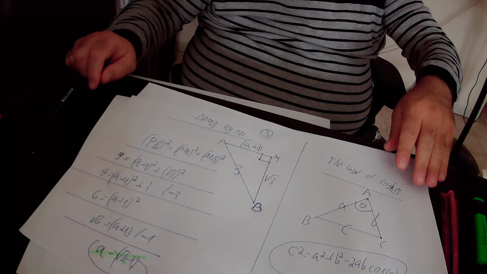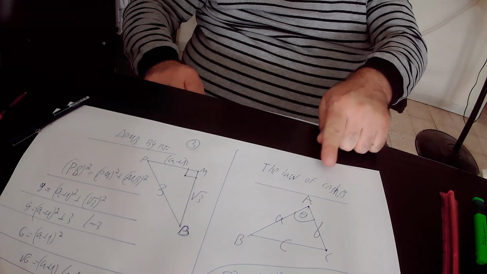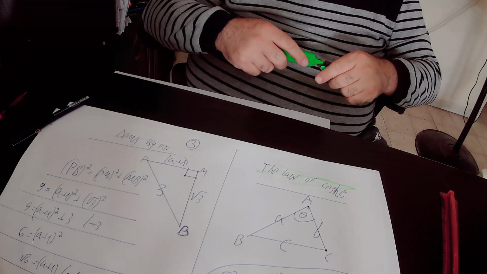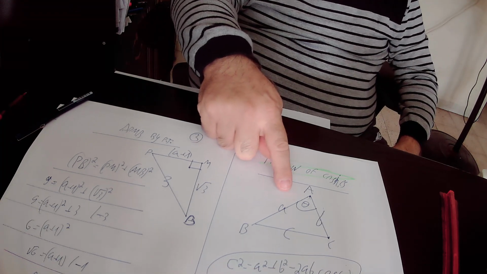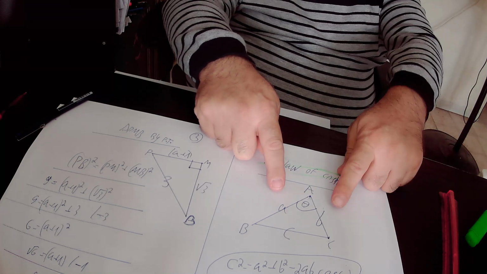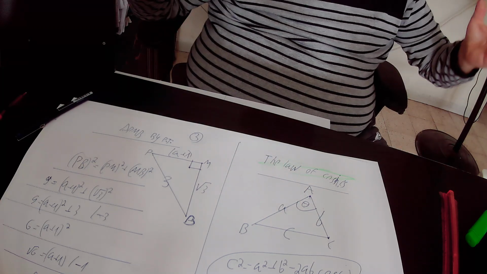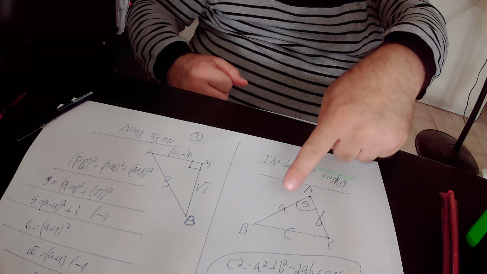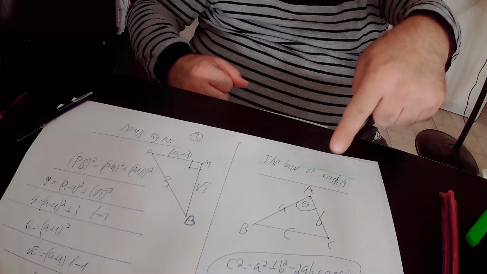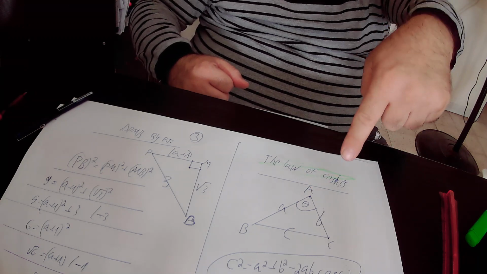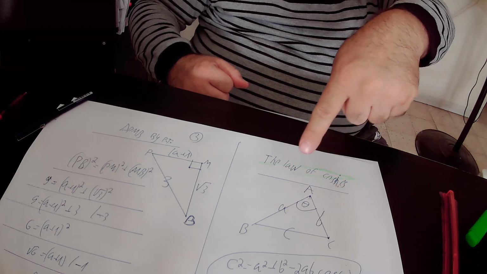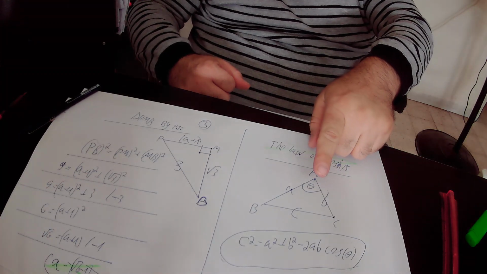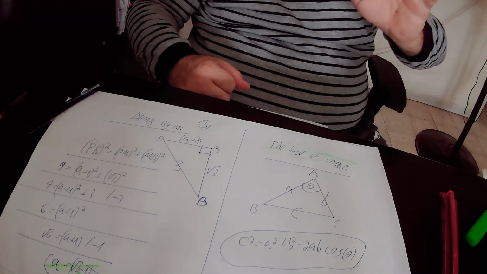So this triangle ABC could be any triangle. We know that side AB equals a units in its length, side AC equals b units in its length, and side BC equals c units in its length. According to the law of cosines, that is true in any triangle, c square equals a square plus b square minus 2 times a times b times cosine theta. Theta is the angle between side AB and side AC. Again, c square equals a square plus b square minus 2 times a times b times cosine theta. Okay?